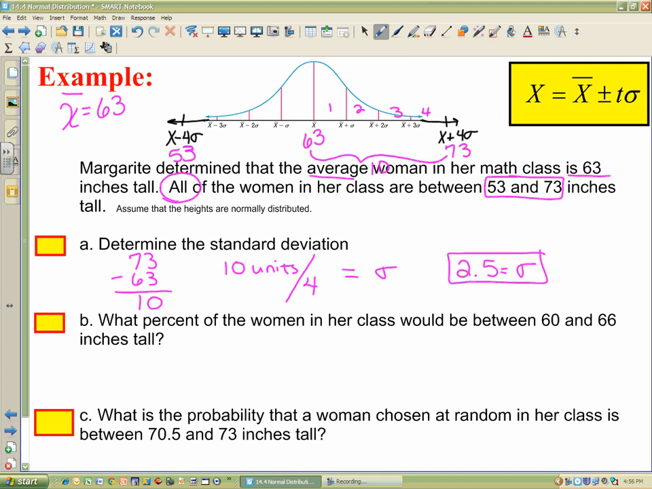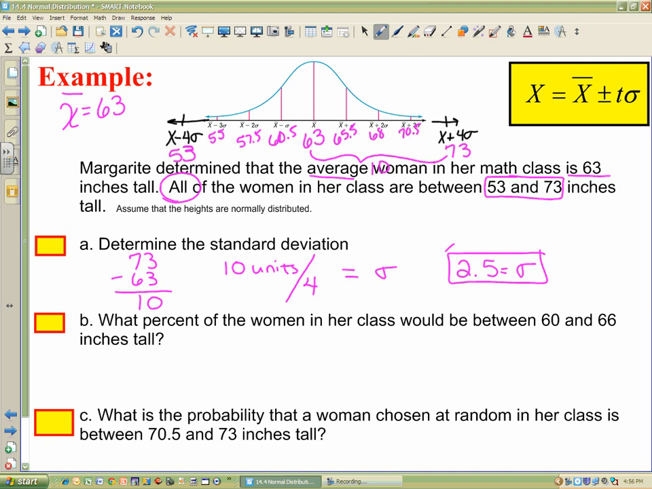Okay, so I'm going to erase this. If I were to sketch my graph at this point, I could say this is 65.5, add my 2.5 standard deviations, and I would be at, let's see, 68, 70.5, and then up to that 73. Likewise, we could go down below 60.5, subtract 2.5, and we'd be at 57.5, subtract 2.5, and I'm at 55.